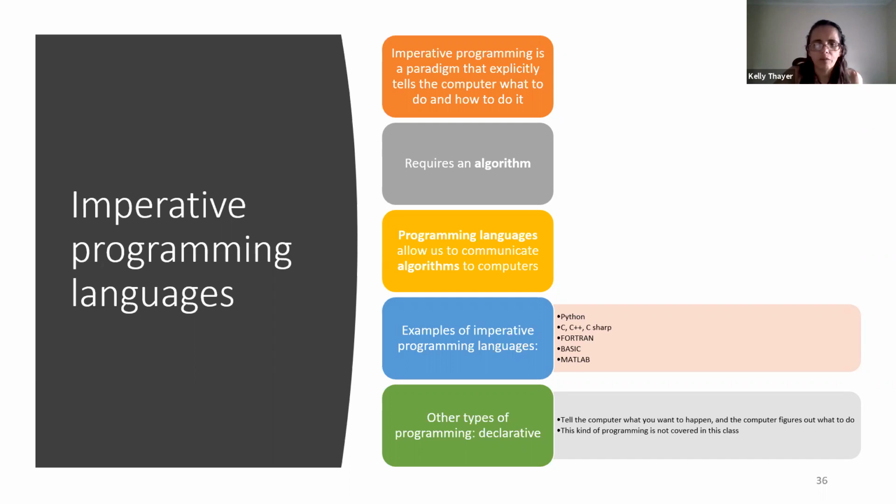So examples of imperative programming languages that have this set of instructions to go between the programmer and the computer include Python, also the C series, C, C++, C Sharp, Fortran, which is a programming language for scientists, BASIC, and MATLAB. There are also other kinds of programming languages such as declarative. And in this case, you would tell the computer what you want to happen, and then the computer figures out what to do. This kind of programming is not covered in this class. This kind of programming is, for example, machine learning.